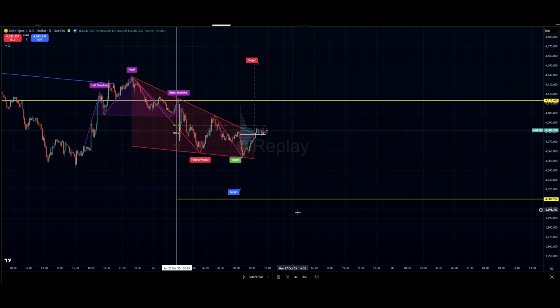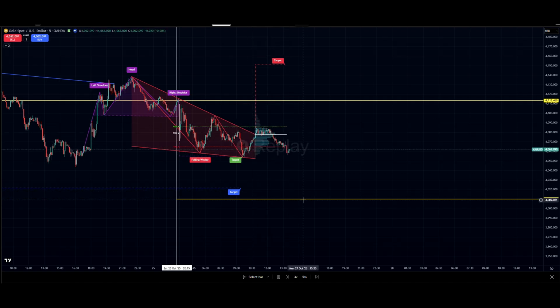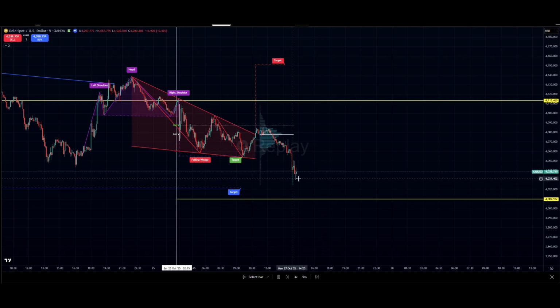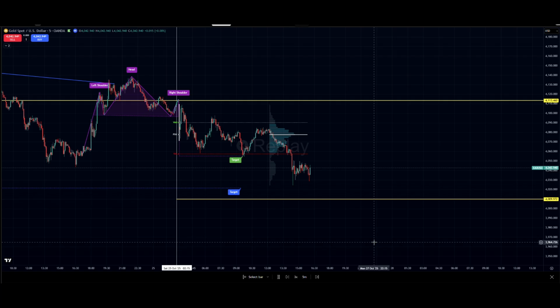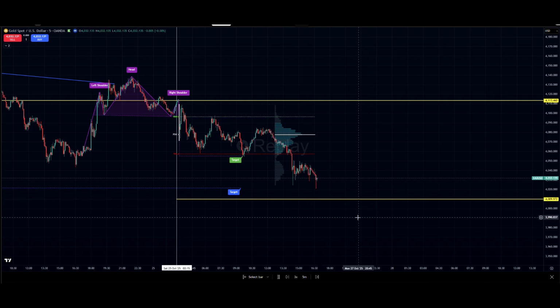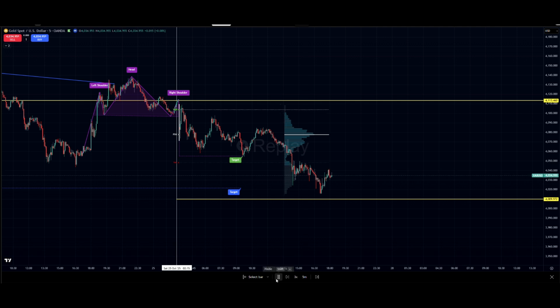Obviously this wedge has formed, but yeah, this is not trading zone for us, so we don't need to be concerned with it at all. We wait for the price to come here or go here. So then again it comes in. Still waiting and waiting for this to test these levels.